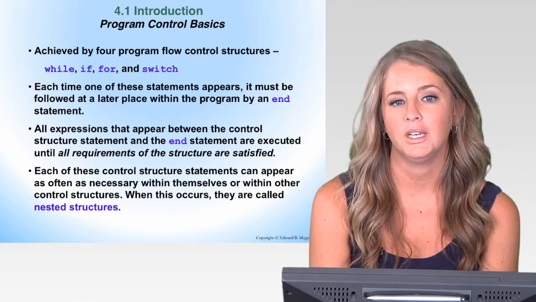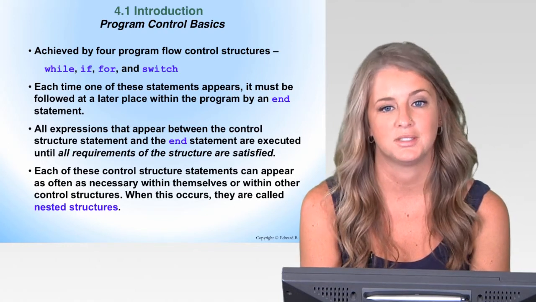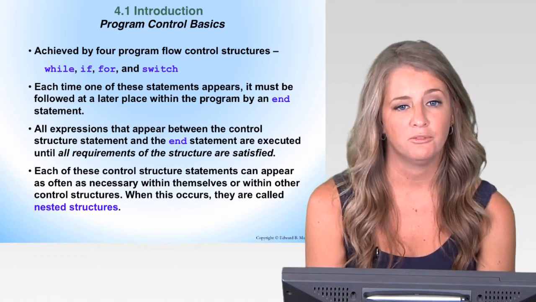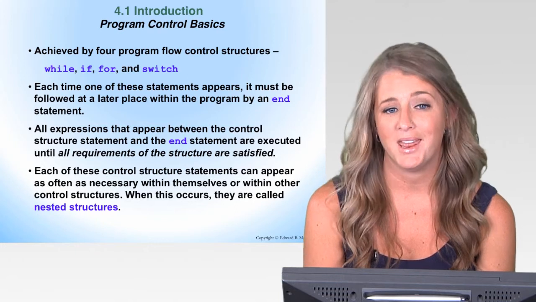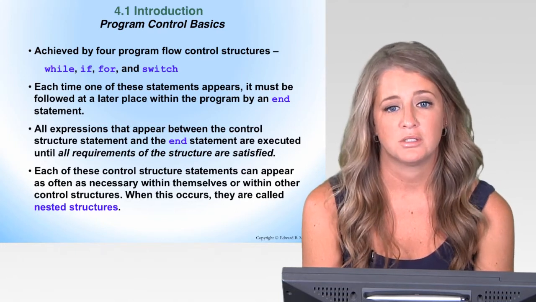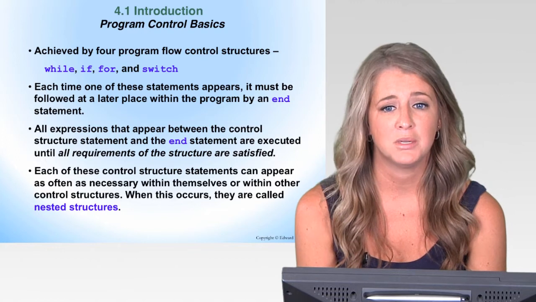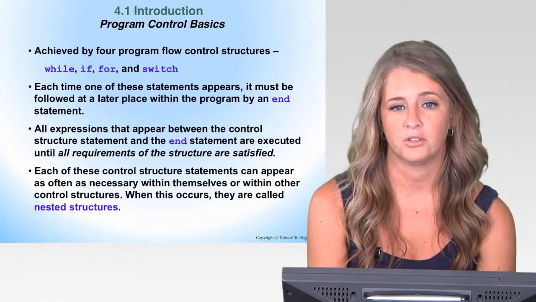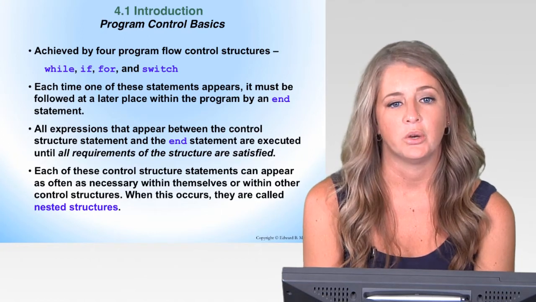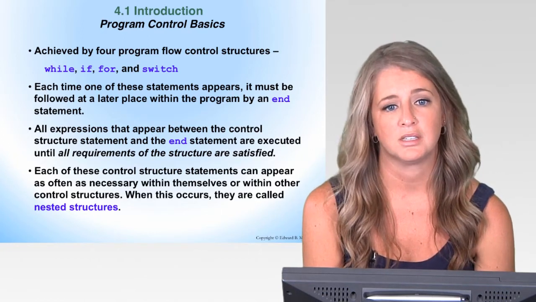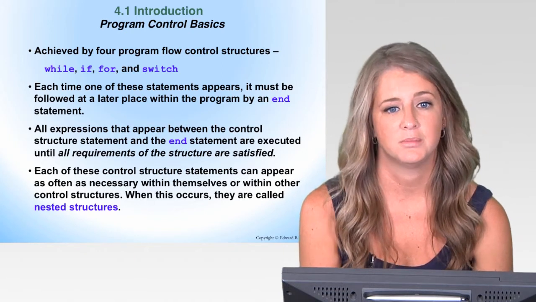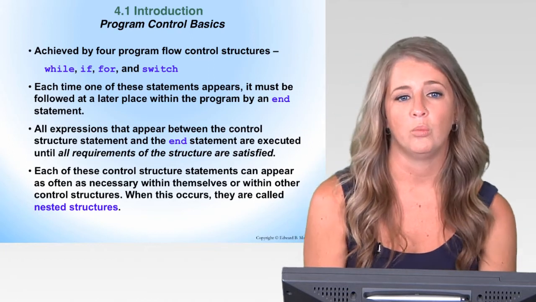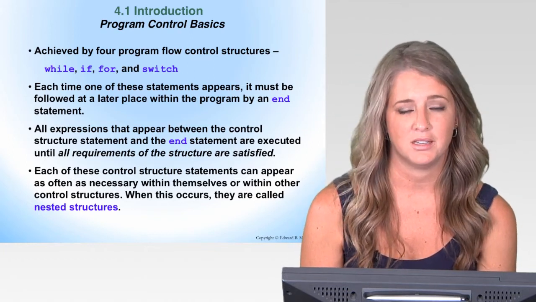So to start, the basics of program control, you have four statements that you can use. It's the while, if, for, and switch statements. And each time one of these statements appears, it must be followed later by an end statement. And all the expressions that appear between the control structure statements and the end statement are executed until all requirements of the structure are satisfied. So each of these control structure statements can appear as often as necessary within themselves or within other control structures, which we'll show you shortly. When this occurs, those are referred to as nested structures.